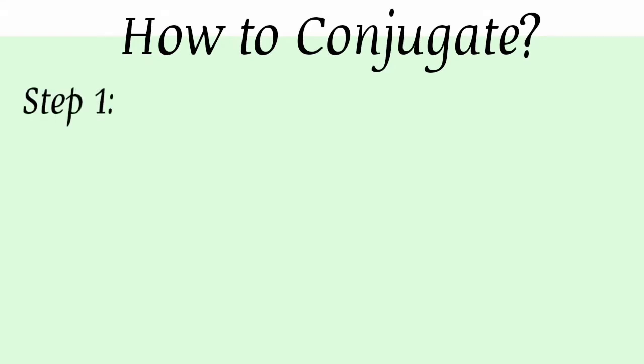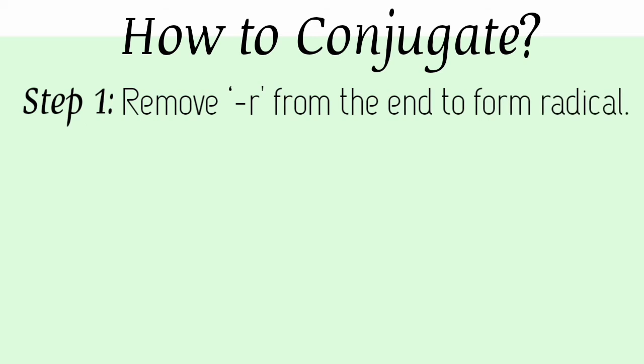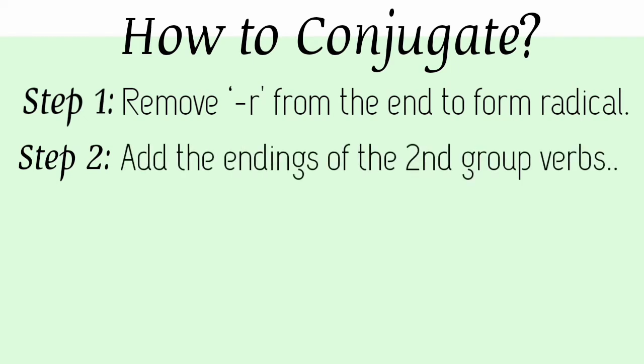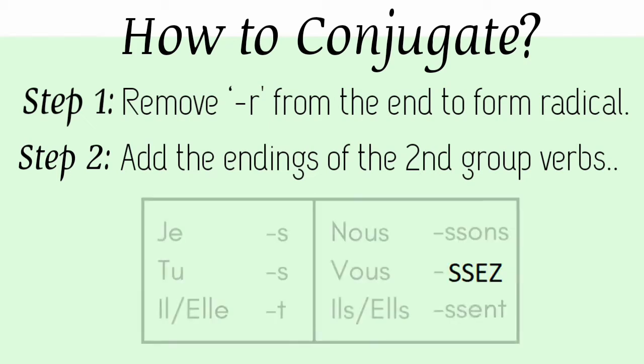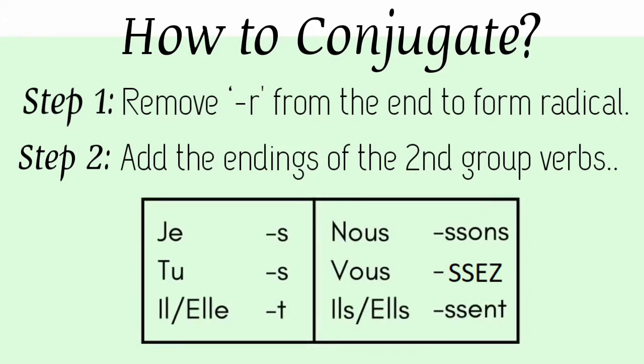In step 1, we have to remove the R in the end of the verb. And in step 2, we have to add the endings of the second group verbs. So first of all, we should know what are the endings of the second group verbs. The endings are as follows: s, s, t, ons, ez, ent.